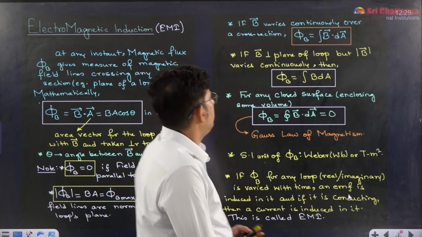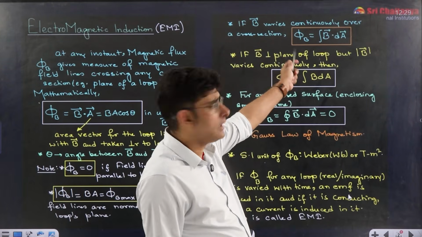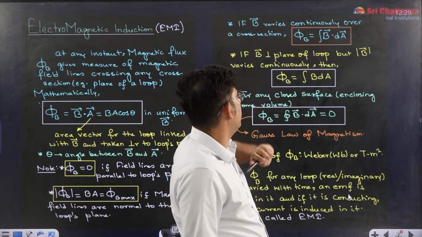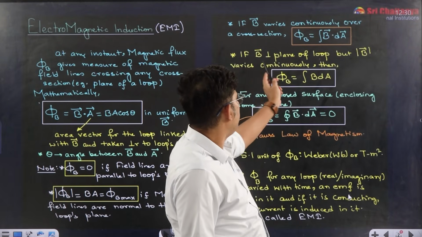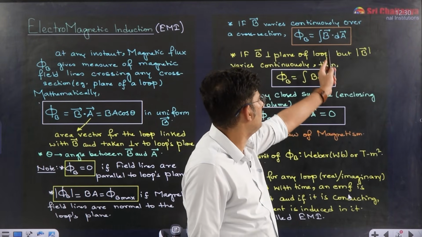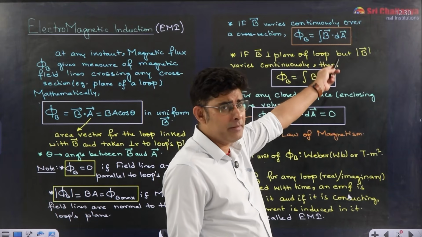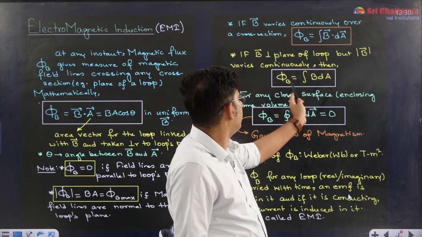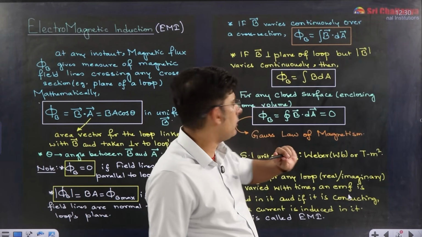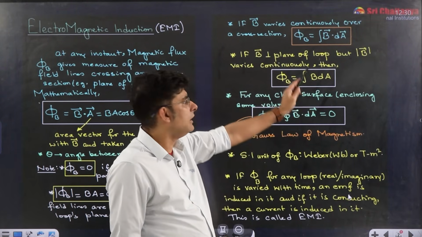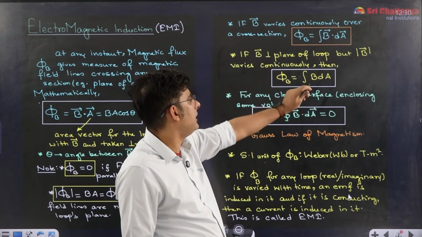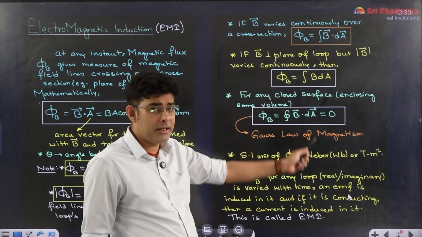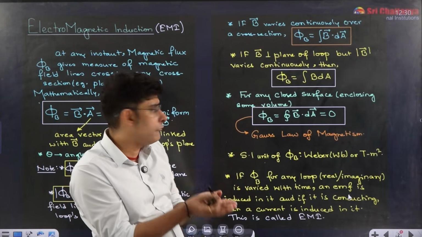Next, if B vector is continuously changing over a cross section, then we integrate B dot dA to get phi B. Now if B vector is perpendicular to the plane of the loop, that means B and area vector are in the same direction, but the magnitude of B varies continuously, then we can write the total flux as integral B dA. Only the magnitude is changing, and field lines are transverse, perpendicular to the plane of the loop, so simply integral B dA.